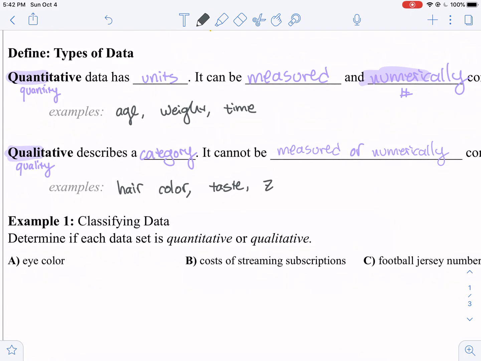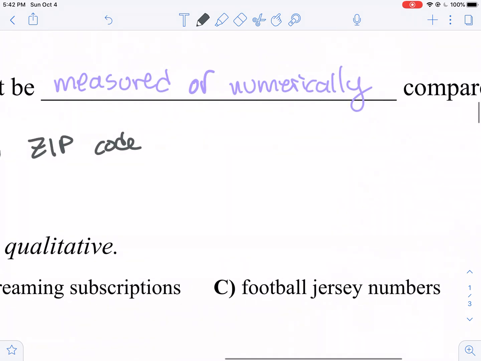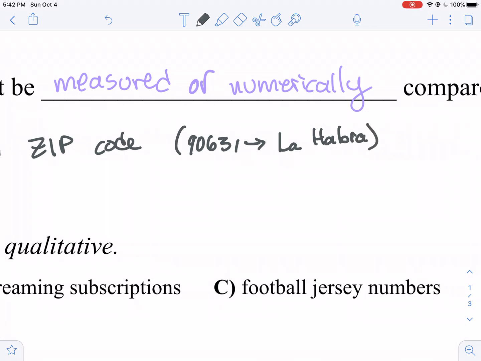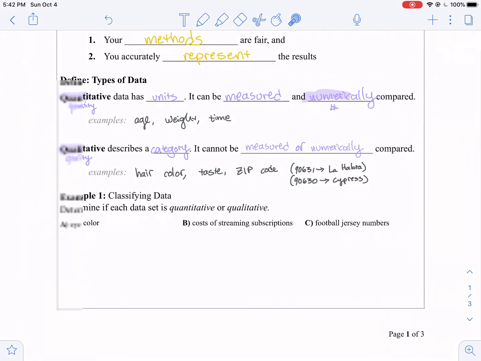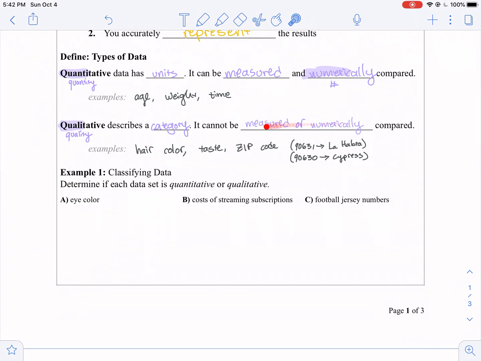Another fun example is your zip code. For example, the zip code of the school is 90631. And that's the zip code of La Habra. It is numbers, but it's not measuring anything. For example, the zip code of Cyprus is 1 away, but it's nowhere near La Habra. Cyprus is not 1 less than La Habra for any reason. It's not like La Habra has 1 more person in it or something. It's just how the numbers work, right? You can't compare them with a number statement.